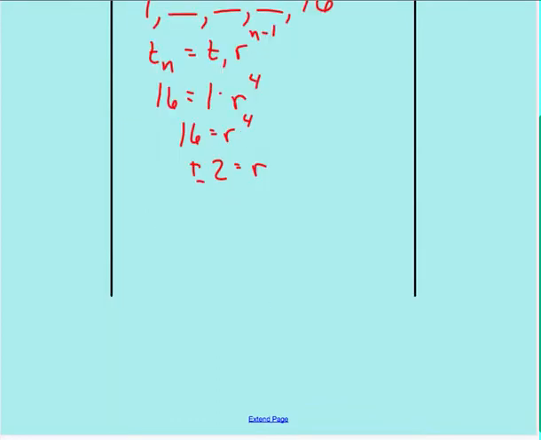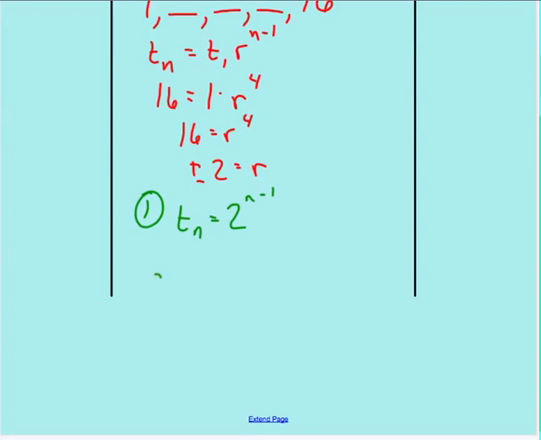Now I think typically you can assume that it's the positive, but when you take an even root, you could get a negative answer. And as we saw in the last one, your common ratio can be negative. So we would have two possibilities. One would be t sub n equals 2, because our first term is 1, multiplying by 1 doesn't change anything, to the n minus 1 power.